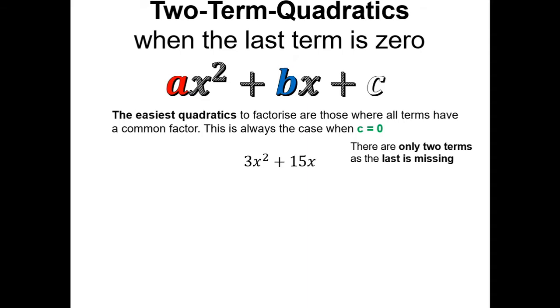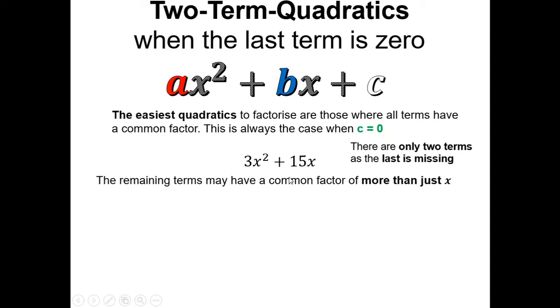Let's see another example. So again, I've got a quadratic here because it's got an x squared term, but it's only got two terms. I'm missing the last term. There is no number term on its own. I just have an x squared term and an x term. And as always, when the last term is missing, the remaining two terms do have a common factor, but be careful because this time they have more than just x as a common factor. A factor could be a number, a letter, or both. And in this case, I definitely see they've got a common letter, but they also have a common number. Both of these terms could be divided by 3, and both of these terms could be divided by x, so we could factor out 3x.